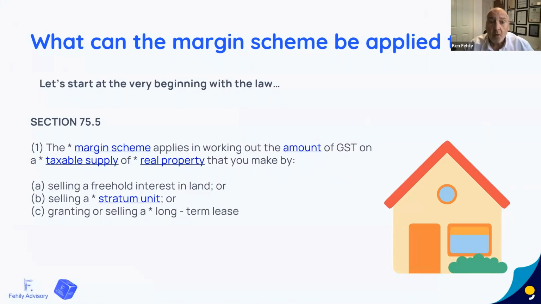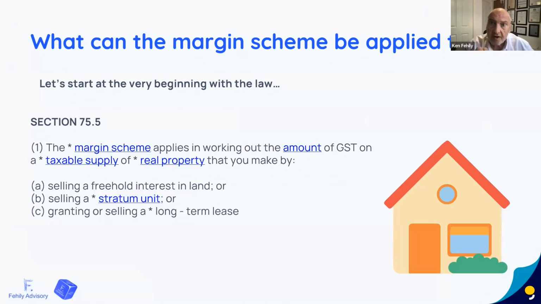The margin scheme only applies in working out the amount of GST. The amount of GST on our taxable supply. Really critical, but only in relation to where you're selling a freehold interest in land, a stratum, a unit, or what we call strata titles, or granting or selling a long-term lease. Not what you think is long-term. That's defined, because there's an asterisk behind it or in front of it. It means it's expected to last at least 50 years. You might think 20 years is long term. I think it's a long time, but not for GST purposes.